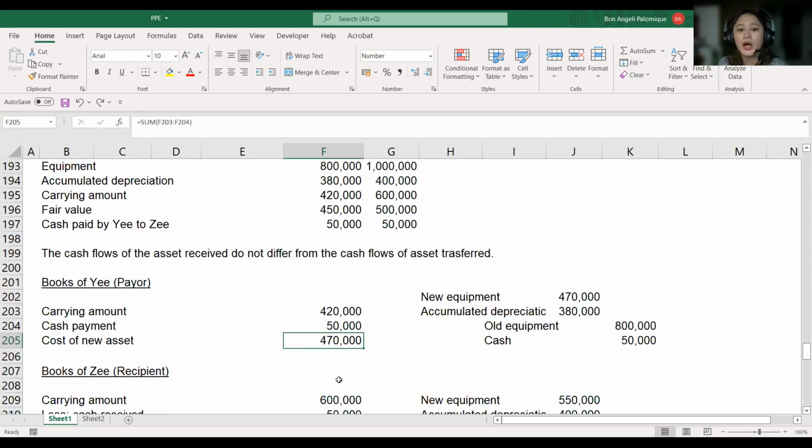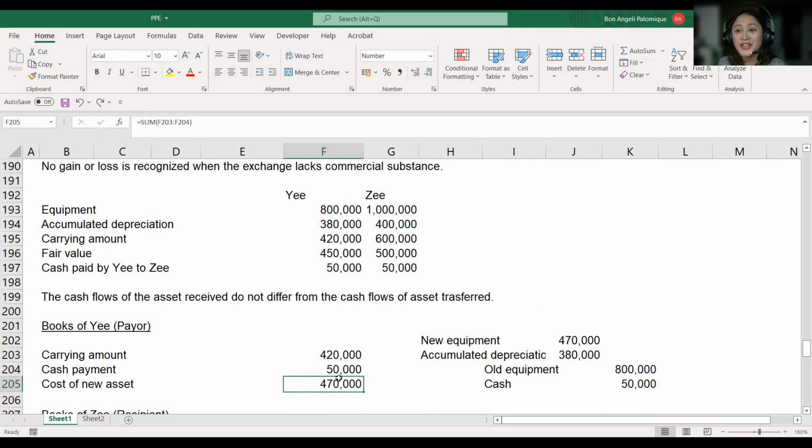Ayun, hindi mo natitignan yung gain or loss kasi nga, walang commercial substance. So, automatic, yung new equipment will be recorded at 470,000. Tapos, old equipment, tatanggalin mo yung 800, tatanggalin mo yung 380, tapos yung iyong cash.